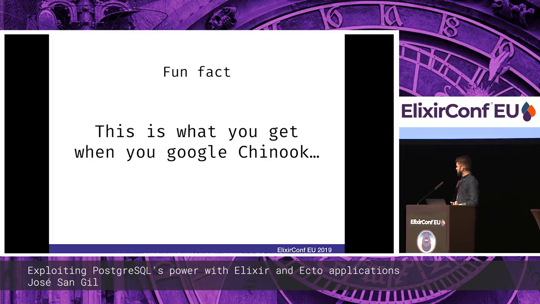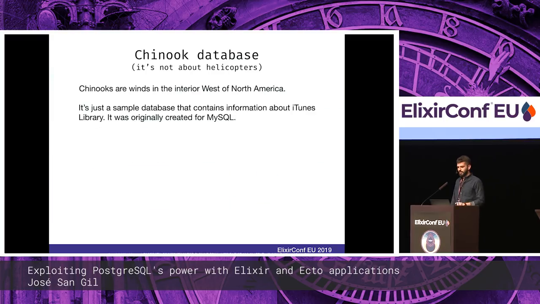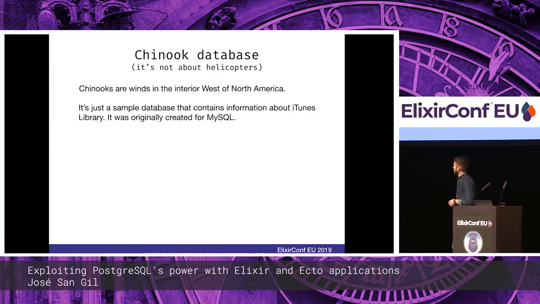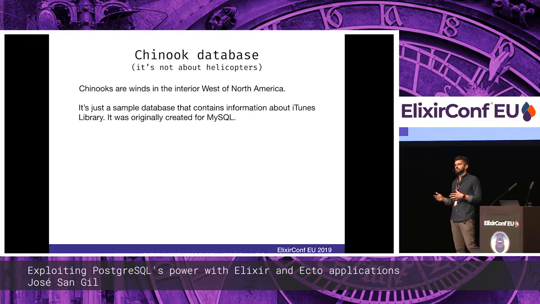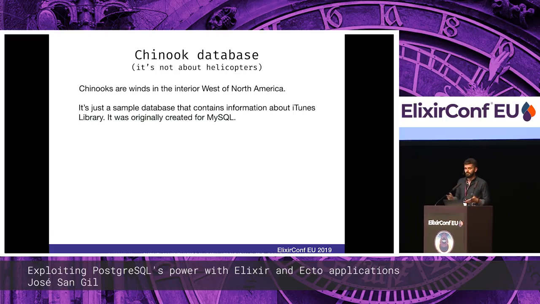Kind of fun, this is what you get as a result when you look in Google. Just a bunch of these weird helicopters. But no, it's not about helicopters at all. Chinooks is the name of some kind of winds in North America, and the developers decided to use this name because at the moment there was another database called Northwind. And well, we developers like to name things in a funny way.